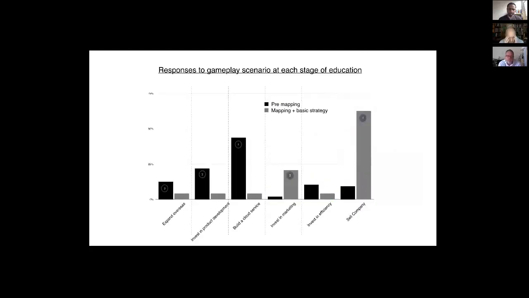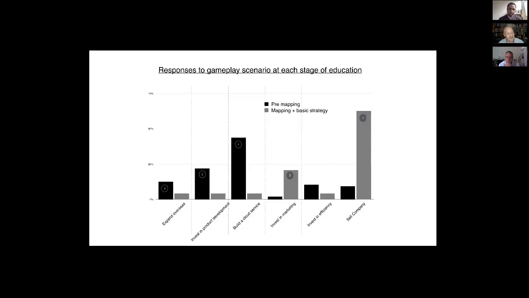Now, another comment I picked up on was about mapping, changing perceptions. I teach people how to map, and this data comes from about 180 different groups, and they're put through a scenario. They're given a scenario with all the usual things like SWOT diagrams and market information, etc., and asked to make a number of strategic choices. And what they do is, in this case, pre-mapping, they tend to say, we're going to build a cloud service, invest in product development, expand overseas.